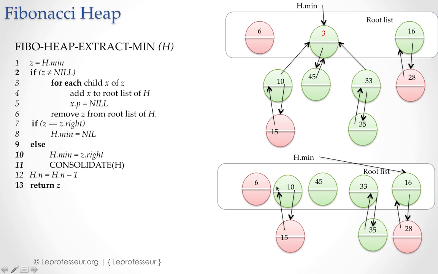So what we did here, we took off 3, and 10 and 45 go in the root list. I need to mention that all the pointers affected because we are moving 10 and 45 to the root list need to be rearranged. We don't have to touch any pointer structure for the child nodes of 10 or 33, we are just playing around with the root list. And H.min now points to the right node of 3, that is 16.